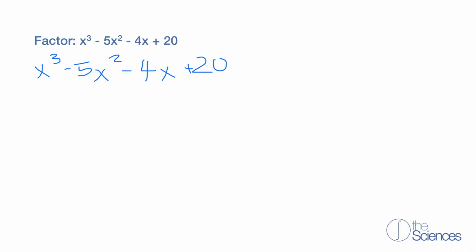So here we can factor x, and here we see that these are multiples of 4. So we can factor out an x squared here and an x squared here. When we do that, we get x squared times x minus 5.